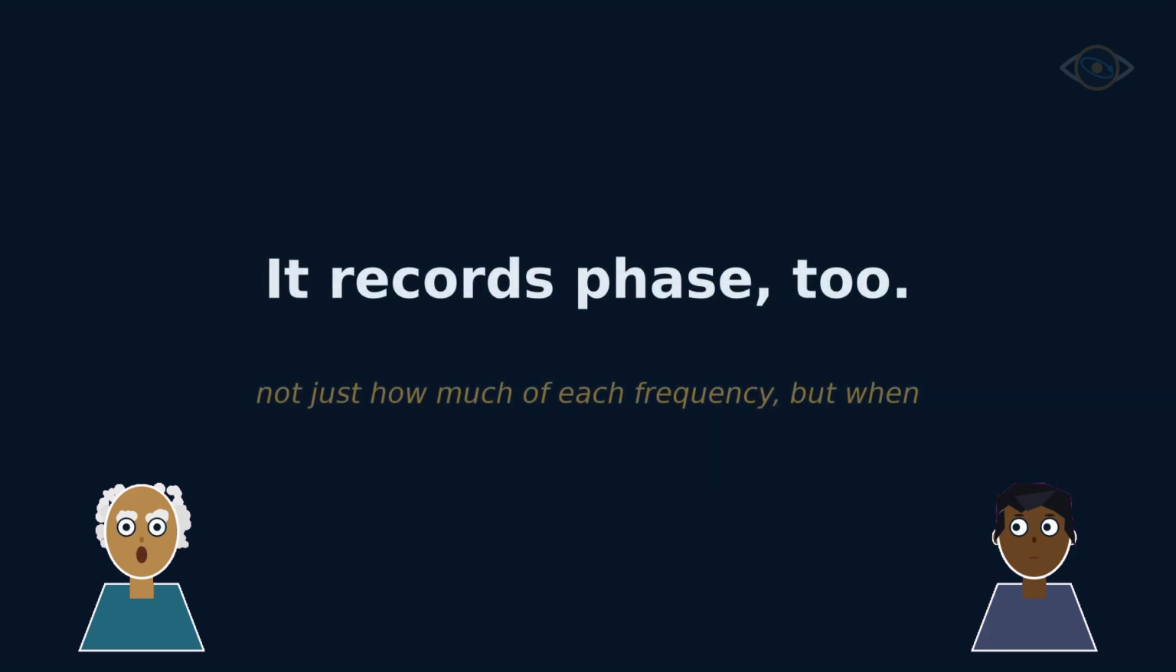One thing I glossed over: the center of mass is a point in the plane, so it carries an angle as well as a distance. That angle is the phase, where each wave starts. So the transform tells us both how strong each frequency is and how it's lined up in time. Strength and timing.